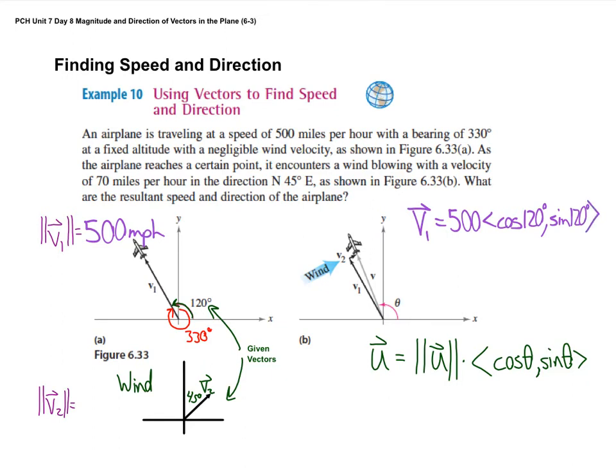Okay? We would simplify this a little bit. It's 500 cosine of 120, that's a 60-degree reference angle, so that's a negative 1/2. And sine of 120 is a positive root 3 over 2. Okay? So we would then get a vector of negative 250, 250 root 3. So that is vector 1, that is our airplane's vector.